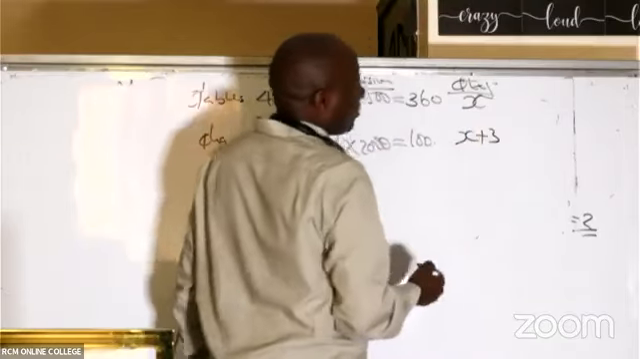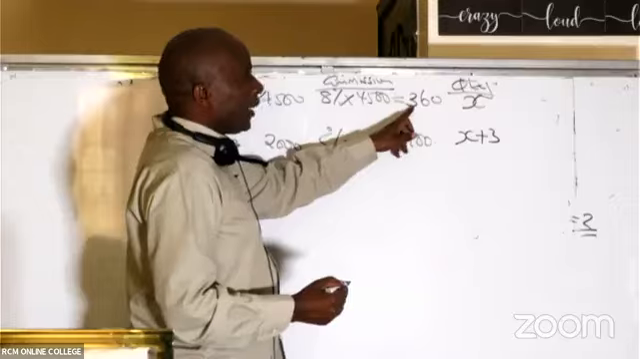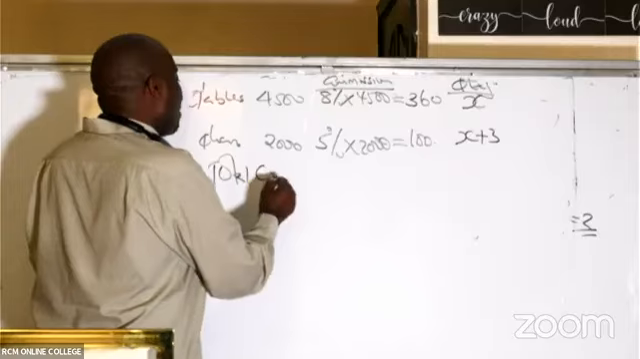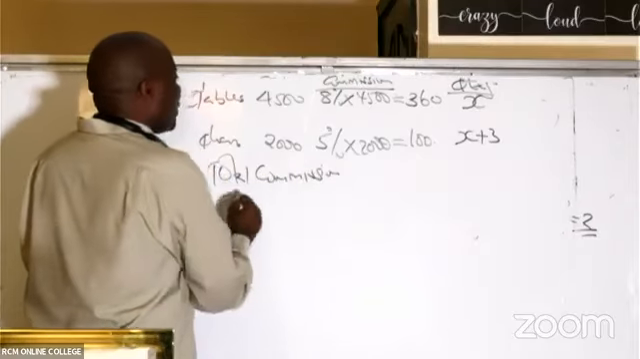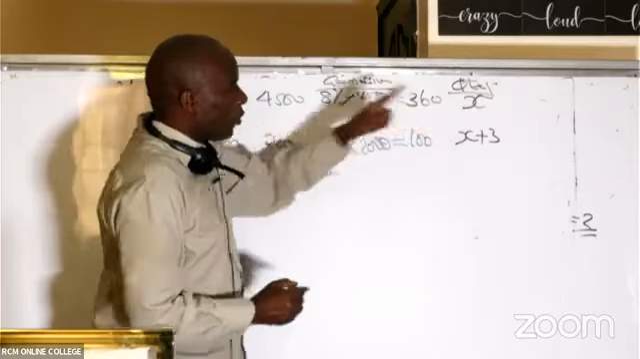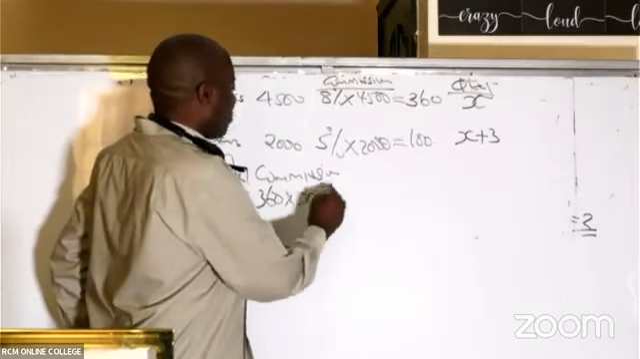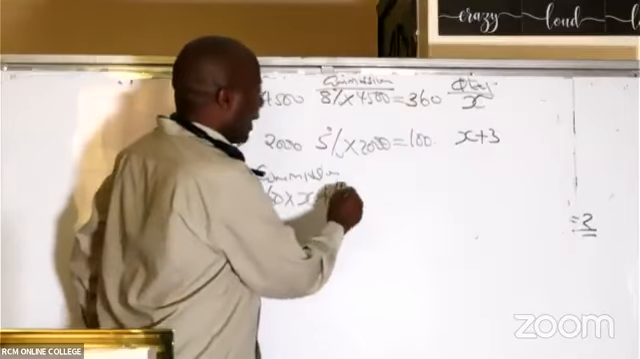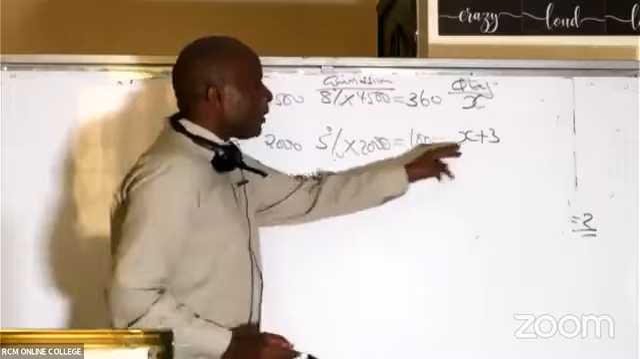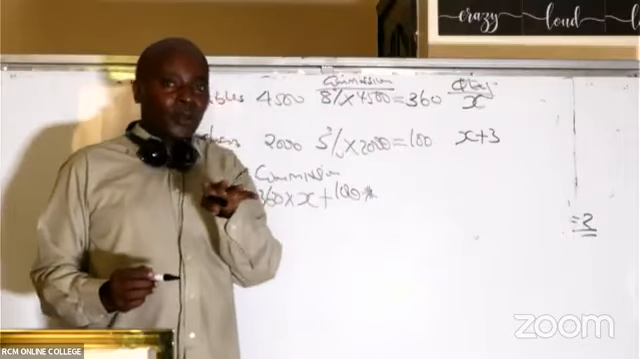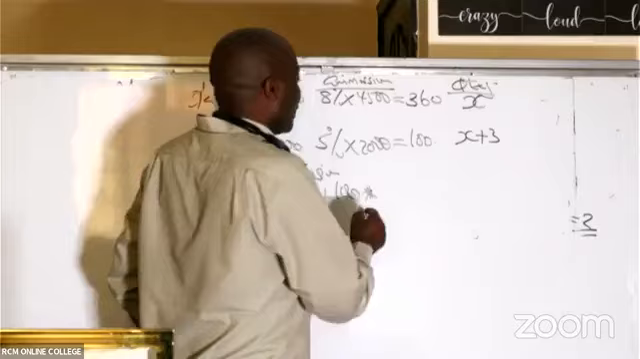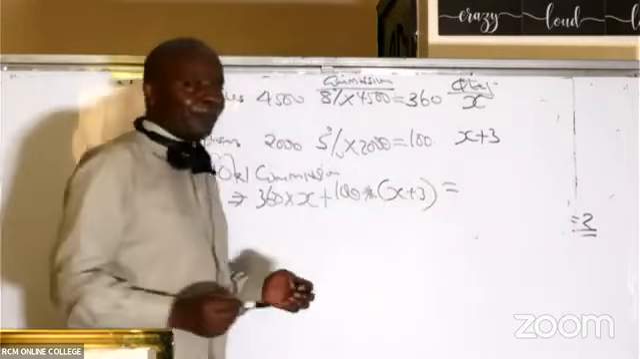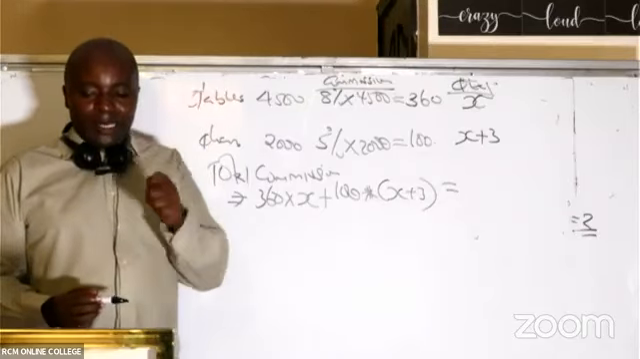So remember, this is commission per unit. To get total commission, I will take the commission per table times number of tables. So I'll take 360 times X, plus commission per chair times number of chairs, so plus 100 times number of chairs. I have to remember to put this in brackets. If you forget brackets, you get a 0. So plus 100 times X plus 3. And of course, we know that the total commission was what? Is there somebody who is able to remember the total commission that was earned by this guy?